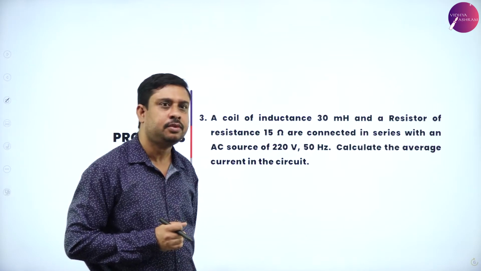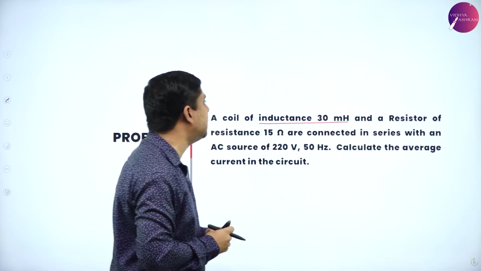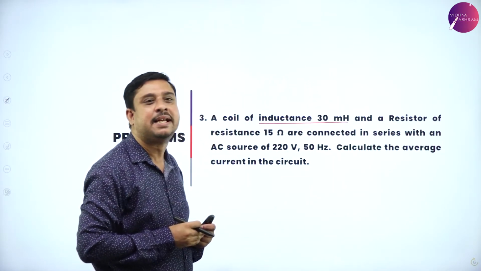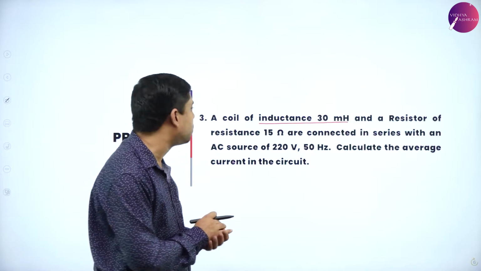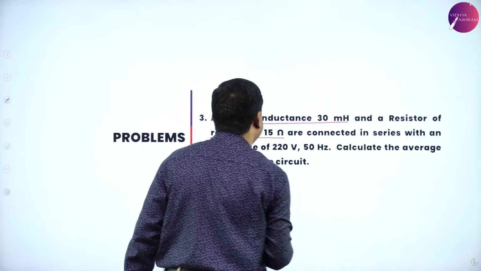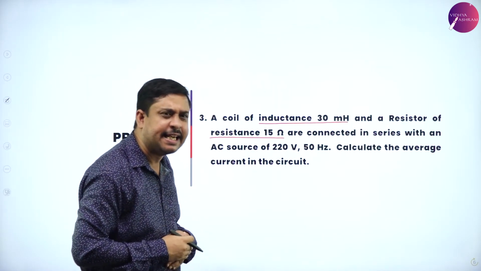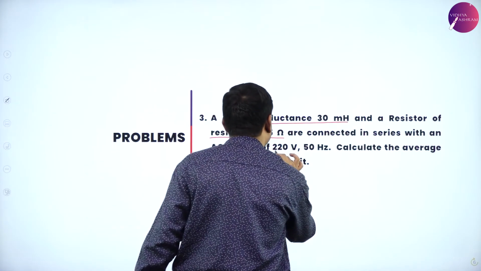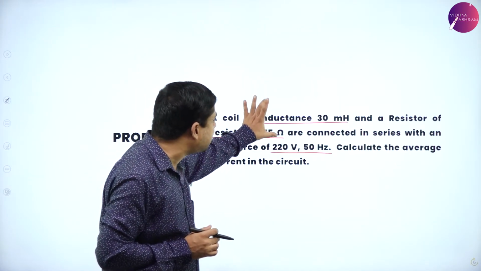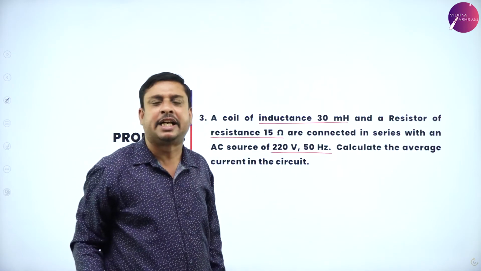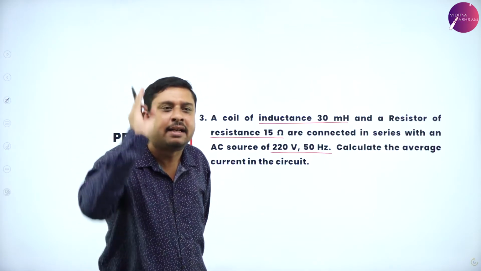Next one. A coil of inductance 30 millihenry and a resistance of 15 ohms are connected in series with a source 220 volt 50 hertz. If this part of the question is given, automatically it means you are aiming to calculate XL, impedance and current in the circuit.